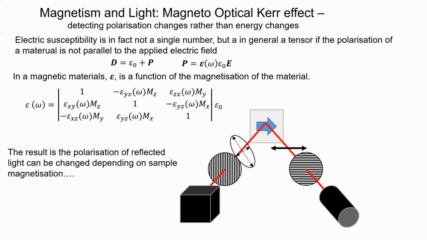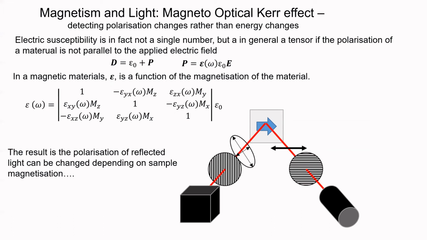Now, most of the time, we don't worry about the fact that it's a tensor. But if you actually write it out like this, then what you see is that it's got diagonal terms, which in this case are all the same. That would represent the thing you normally think of as being the dielectric constant. But then you have these off-diagonal terms. And in a magnetic material, it turns out that those off-diagonal terms depend on the magnetization of the material. So what does this mean?